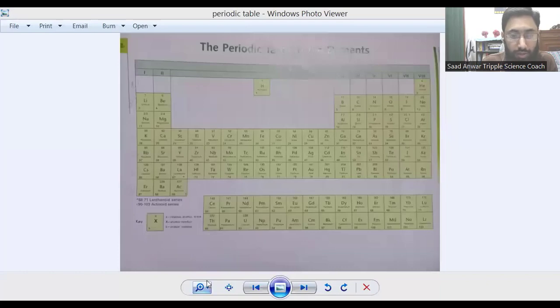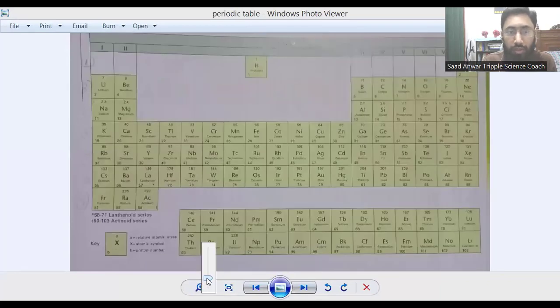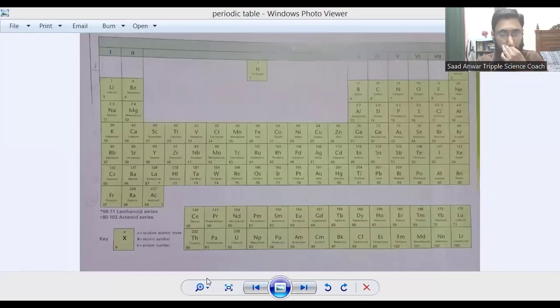Because this is just one class per week, I want to make this class more fruitful. Can you see this periodic table here on the screen? I think you guys can see this periodic table here on the screen.